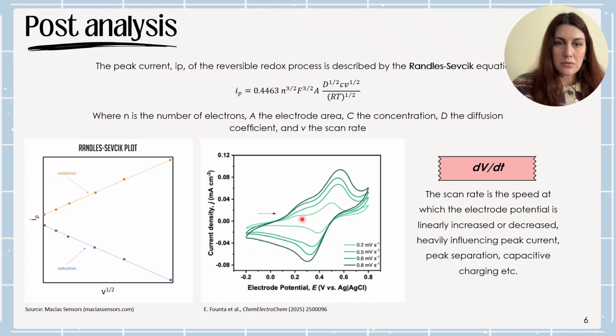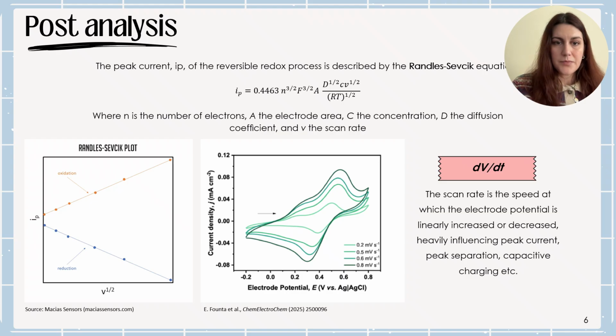Now, as an example, we see a cyclic voltammogram recorded at different scan rates. As the scan rate increases, the peak current increases as well. The scan rate, written as dV/dt, represents the speed at which the electrode potential is swept during the experiment. It has a very strong influence on the voltammogram, affecting the peak current, peak separation, and the relative contributions of Faradaic and capacitive processes, which will be analyzed in the next slides further.